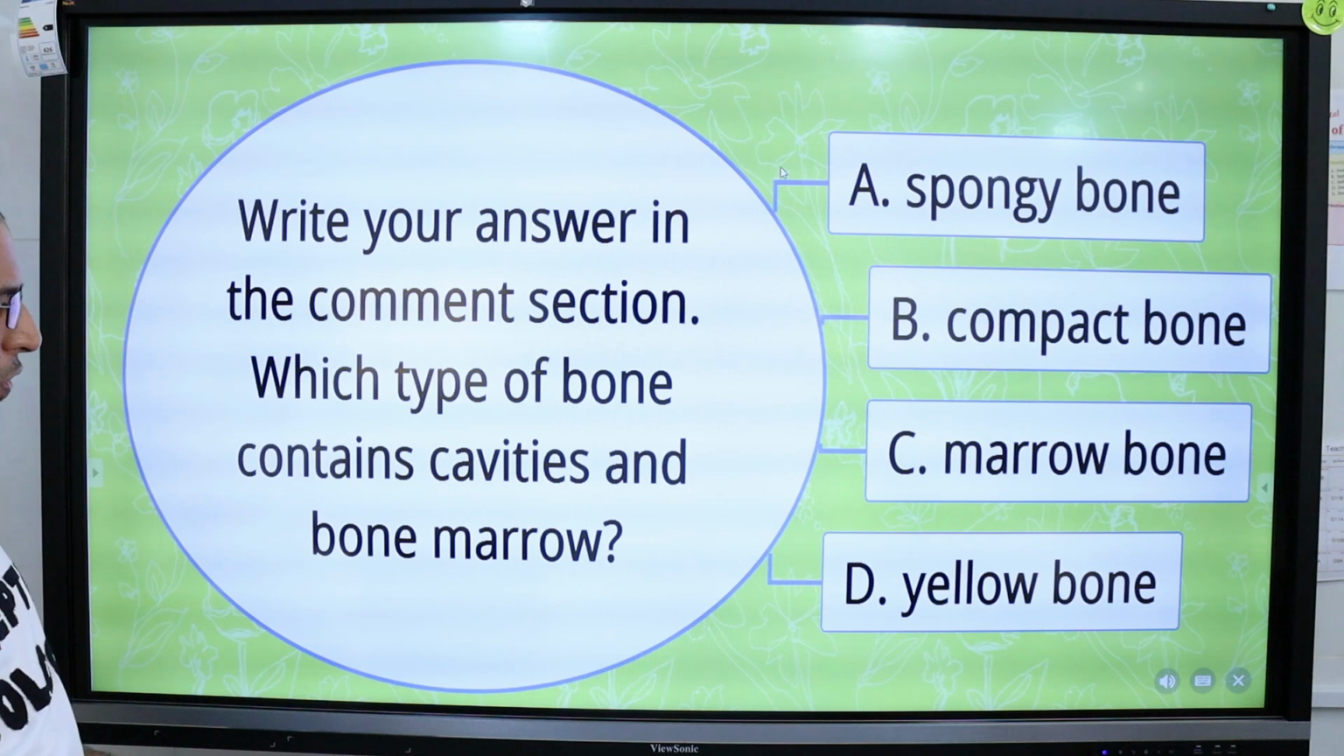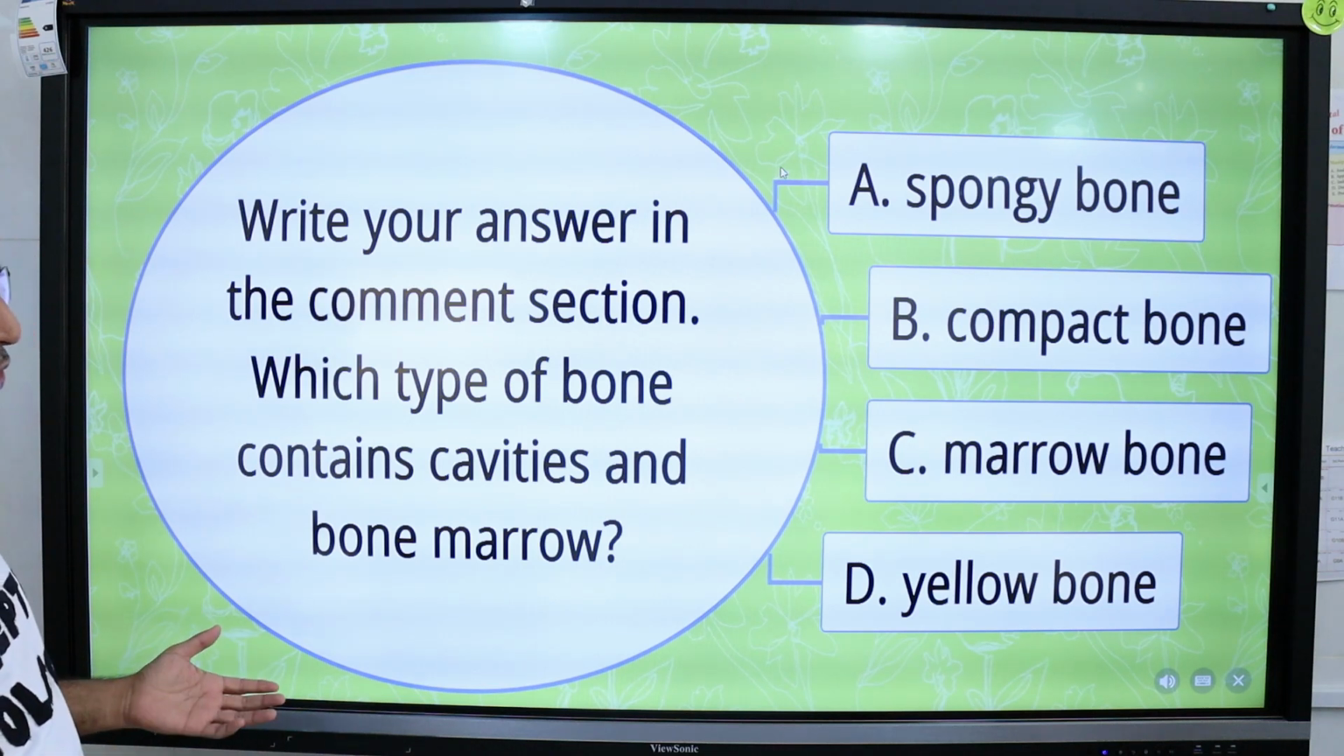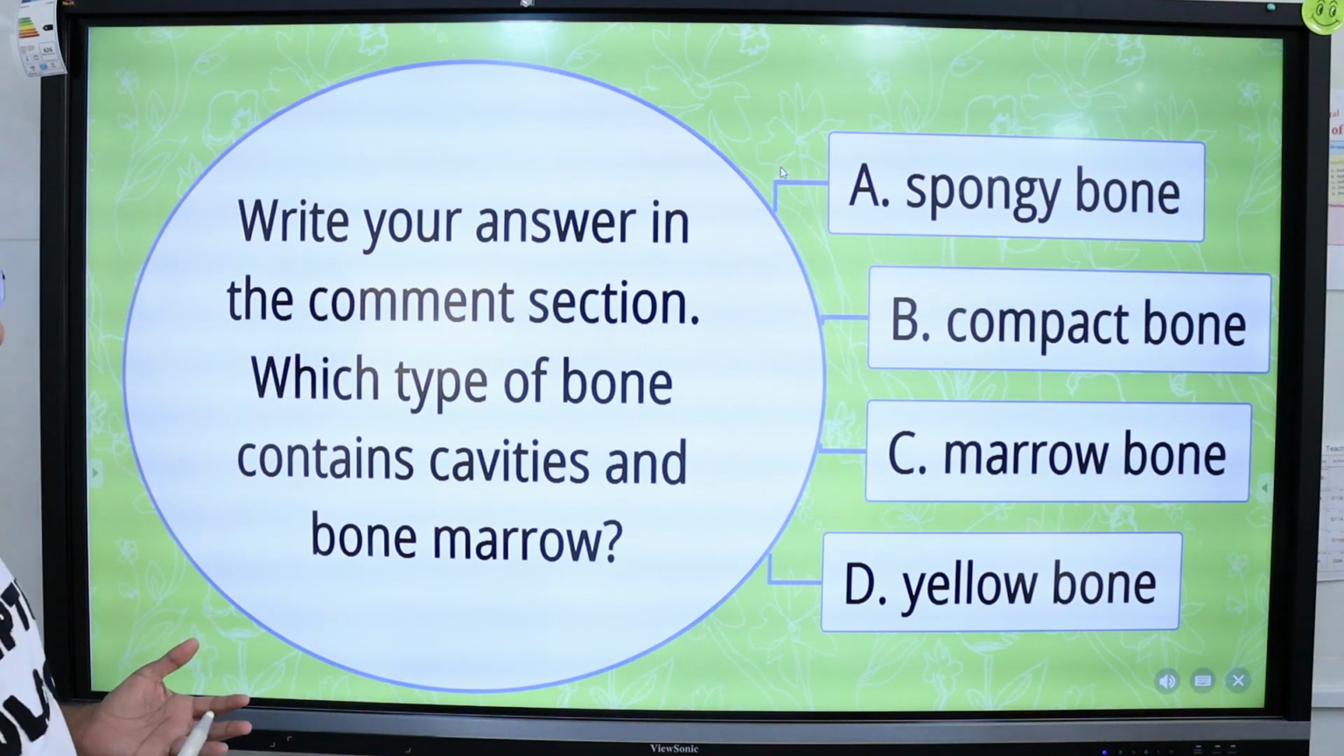Which type of bone contains cavities and bone marrow? Spongy bone, compact bone, marrow bone, yellow bone.